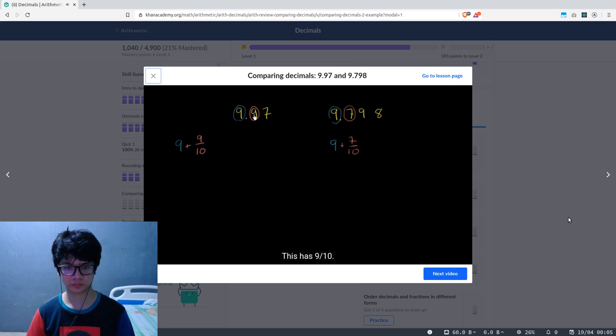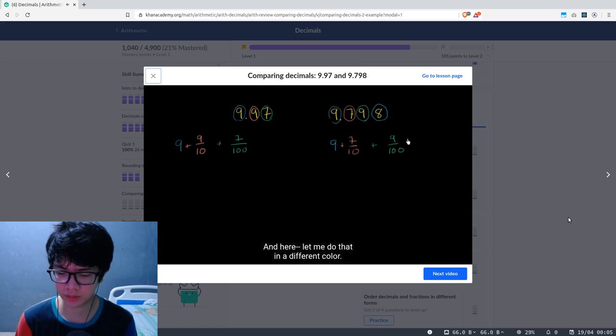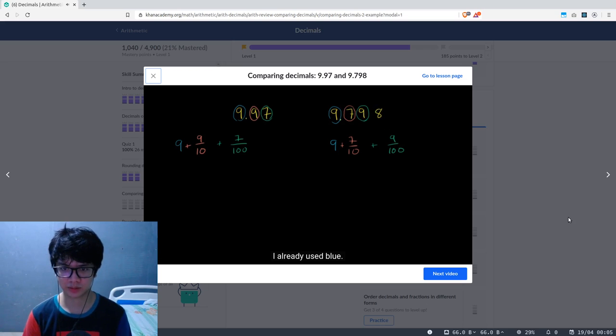This has 9 tenths. This has 7 tenths. It doesn't matter what's going on in the hundredths and the thousandths place. And to make that clear, let's actually add up these numbers and compare them as fractions. So let's keep on going with this. So you have 7 hundredths here. And here you have 9 hundredths. And then finally, here you have 0 thousandths, and here, let me do that in a different color, I already used blue.